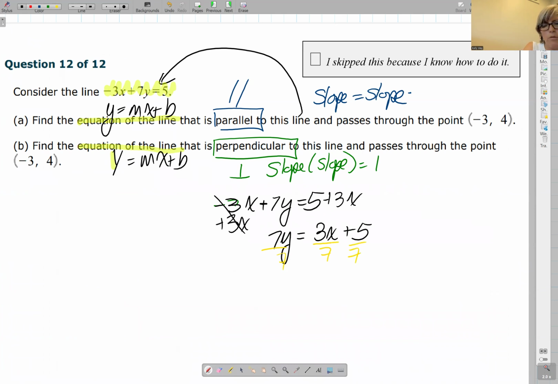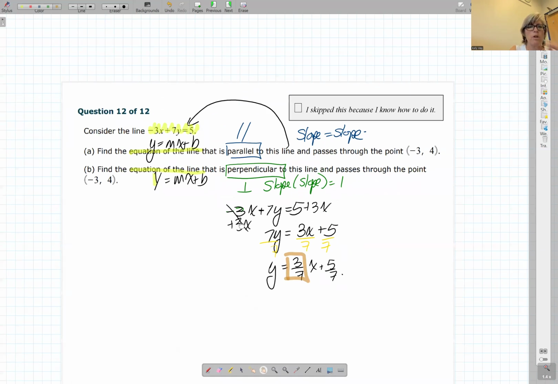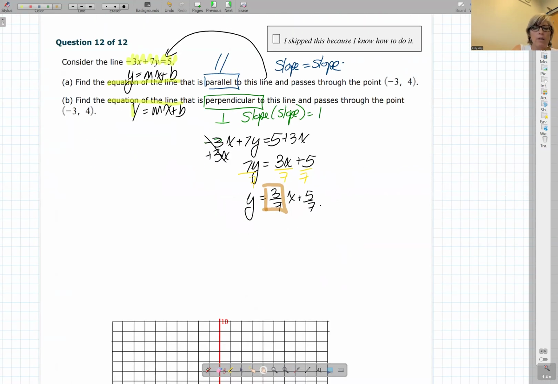Okay, don't panic with the fraction there. Y equals 3/7x plus 5/7. At the moment, I'm not going to ask you to graph it. All you really need is the slope. All right, now we're going to do 2 versions here. We're going to do the parallel version, and we're going to do the perpendicular version.